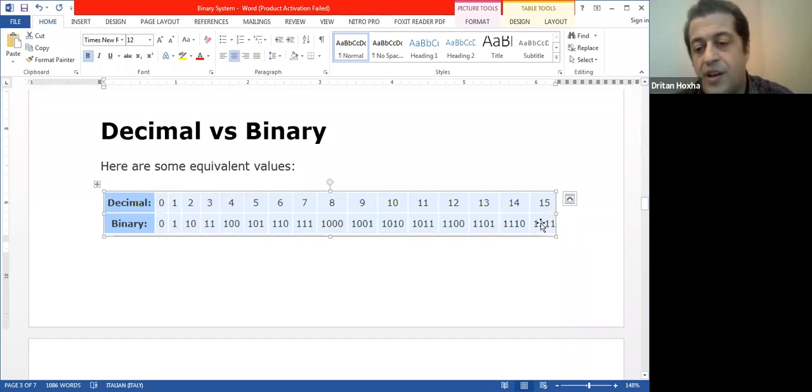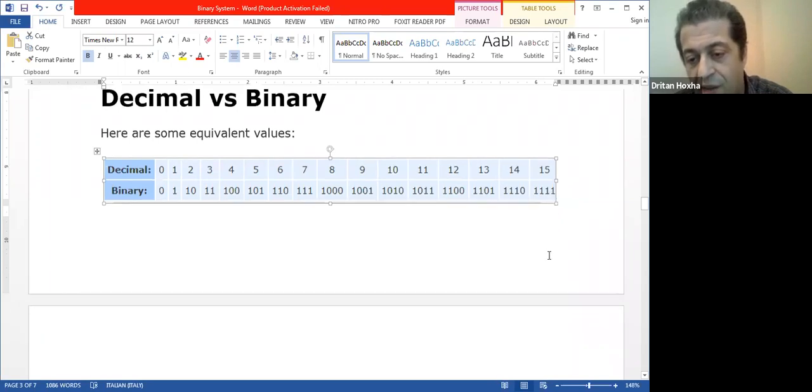For example, the number 15. In the number 15, we have all ones here. Why? Because we have 1 unit plus 1 two. These two become 3. 1 four. 3 plus 4 are 7. And 1 eight. 7 plus 8 are 15.